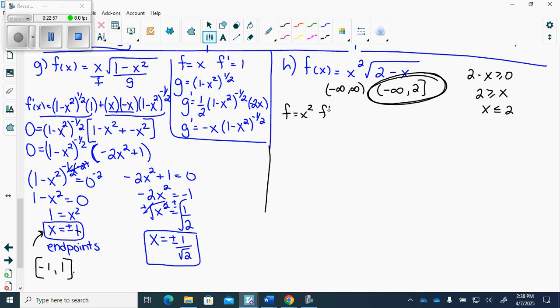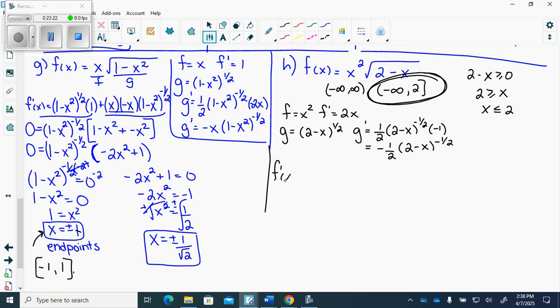So f is x squared. F prime is 2x. G is 2 minus x to the half. G prime is 1/2 times 2 minus x to the negative a half times -1. So it's -1/2 times 2 minus x to the negative a half. So f prime of x equals g times f prime, minus, or sorry, plus f times g prime.